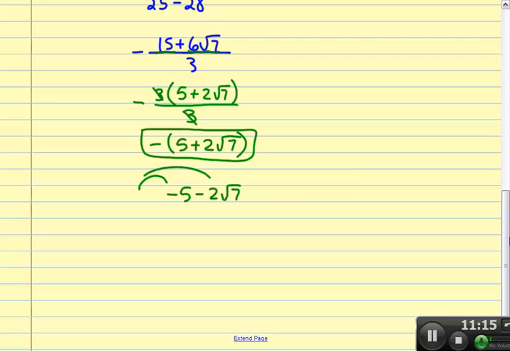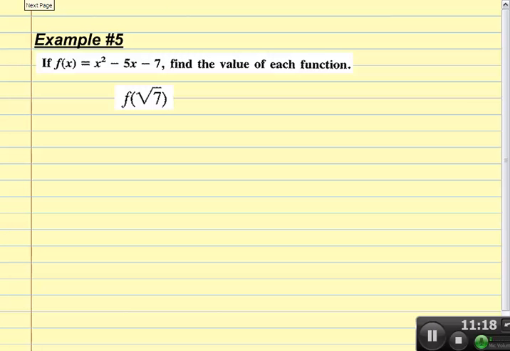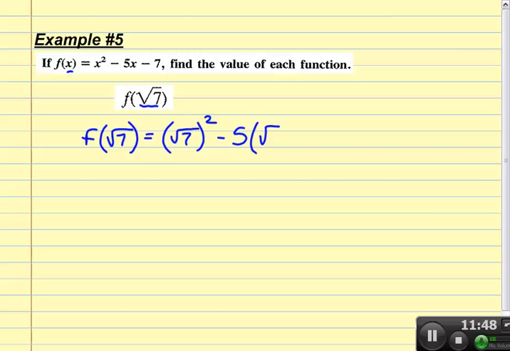Let's look at the last example. Easy. Piece of cake. Find the value of f of x if f of x equals x squared minus 5x minus 7. It says find the value of the function. Well, look at what took the place of the x: root 7. So f of root 7 must equal root 7 squared, instead of x squared, minus 5 times root 7 instead of x, minus 7.